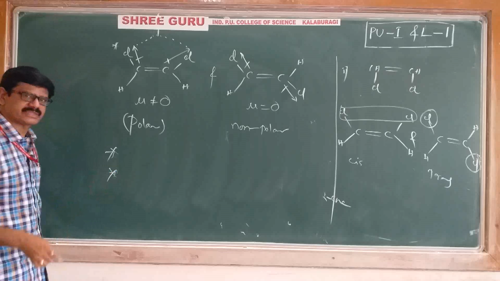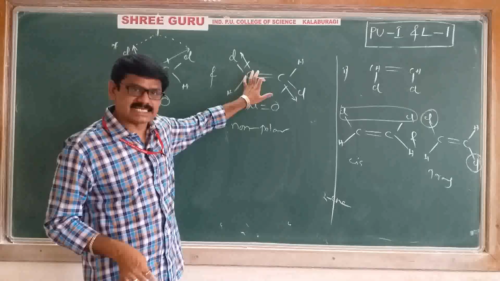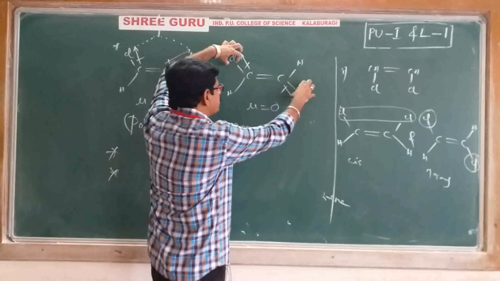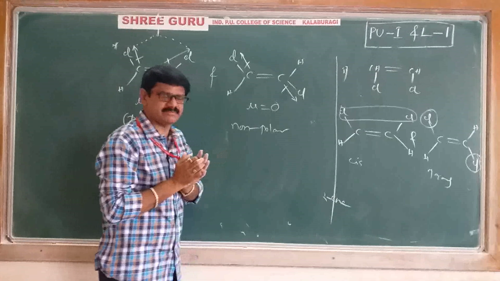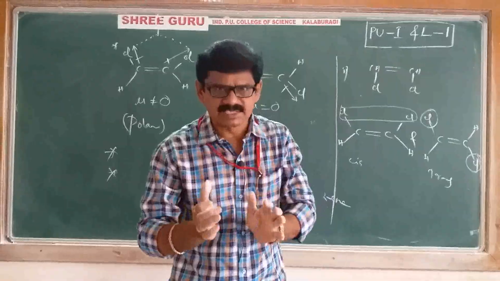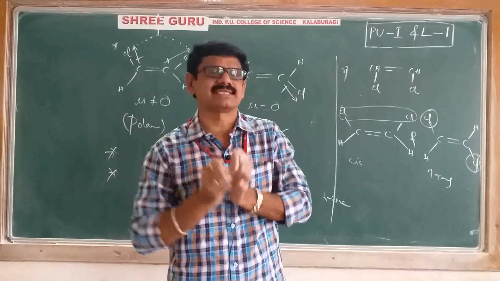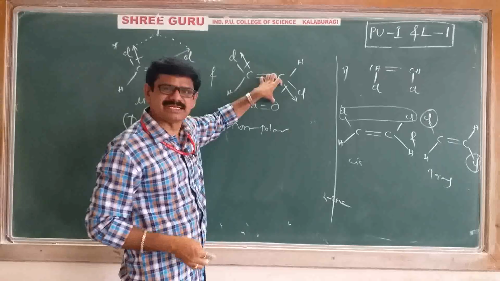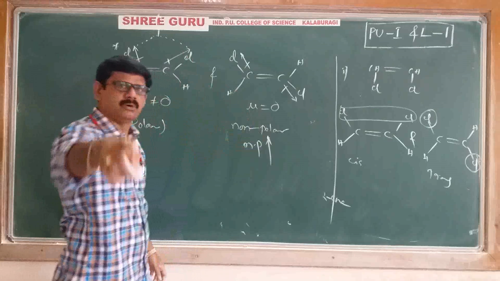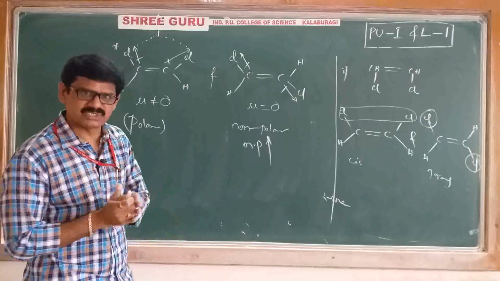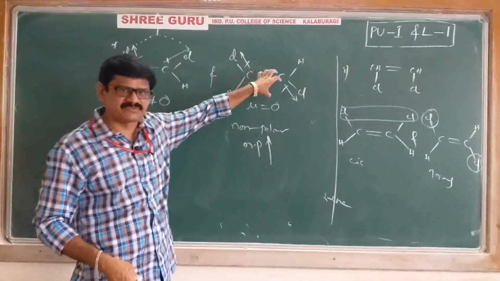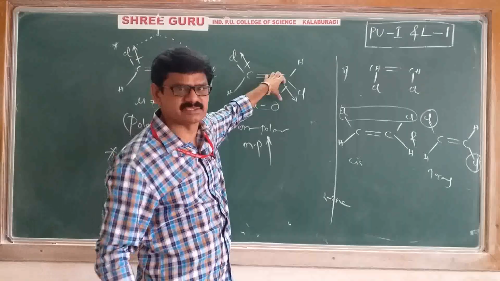Next point, see carefully. As far as the trans form is concerned, see here, one chlorine is here, one hydrogen is here. It means the trans form has a perfect symmetrical crystal structure. Because of the perfect symmetrical crystal structure, its melting point is more than the cis form. See, both are opposite. For the cis form, the boiling point is more. For the trans form, the melting point is more.